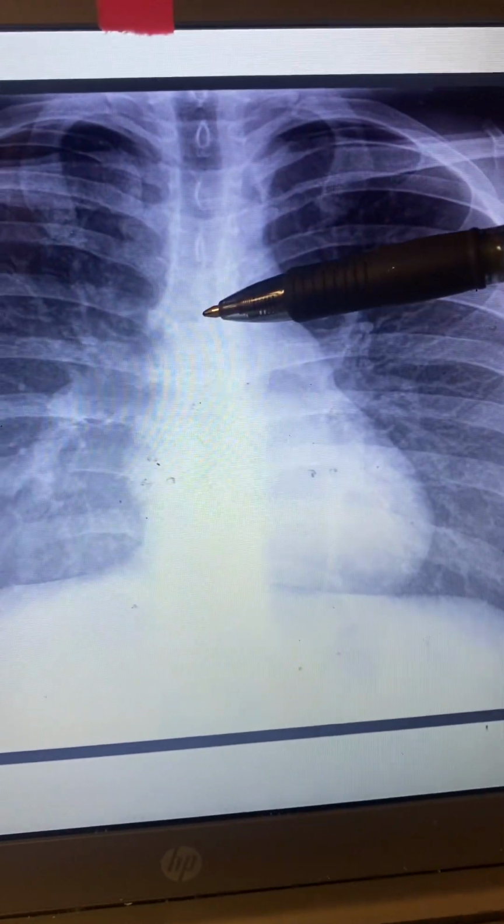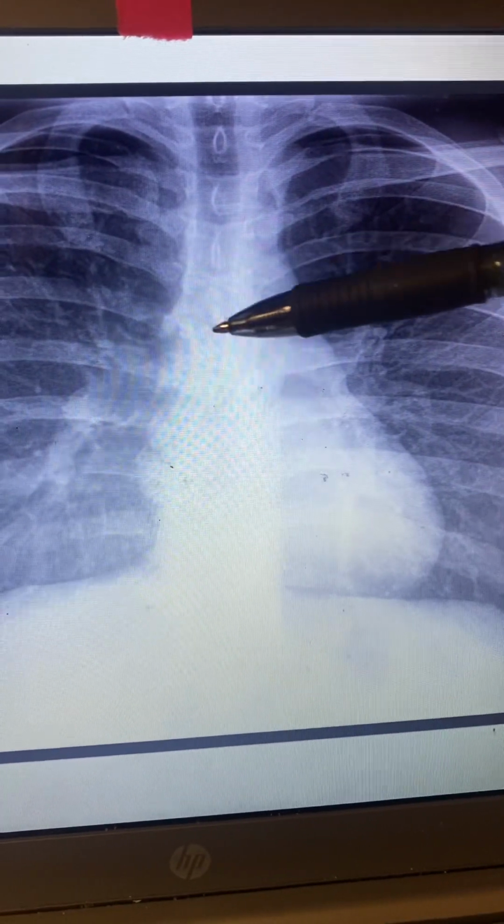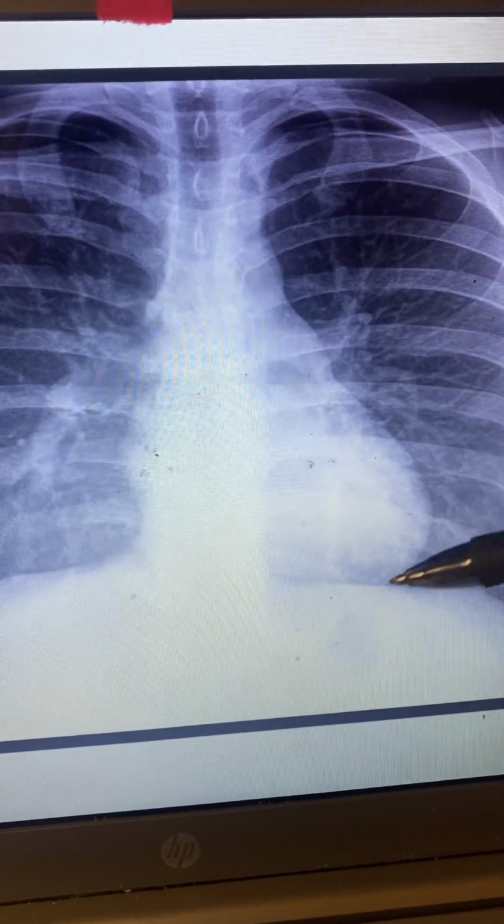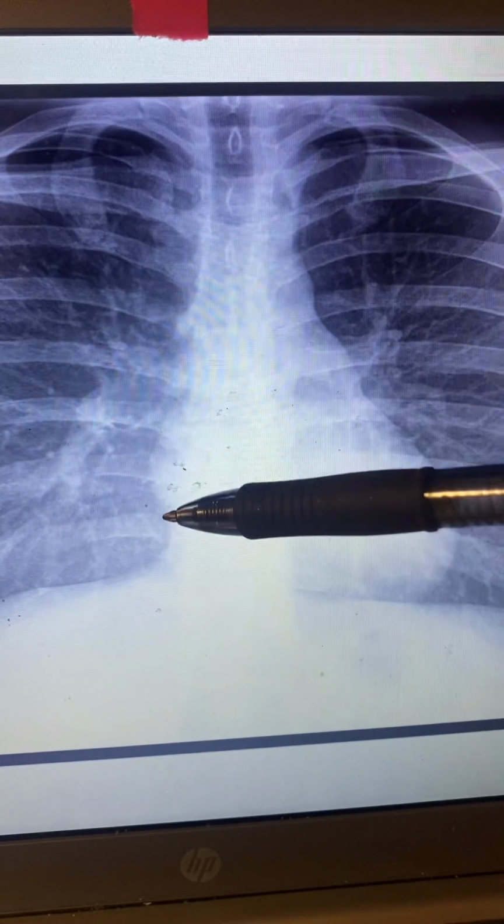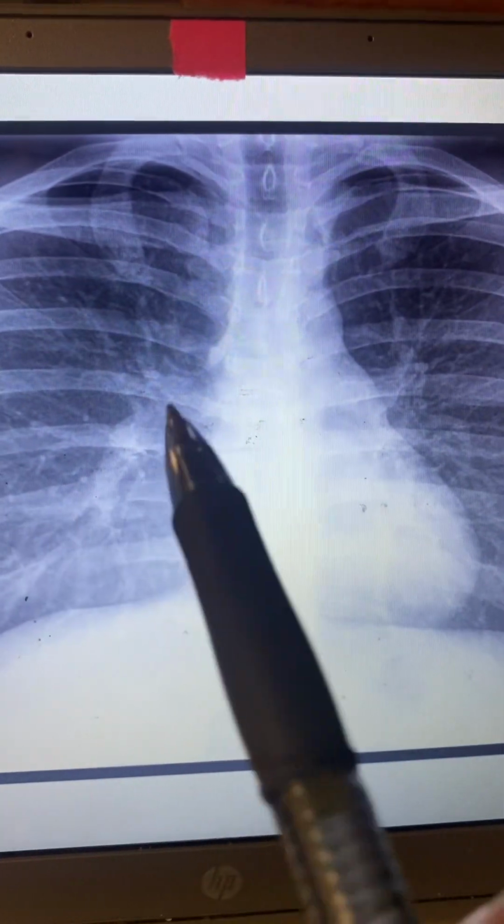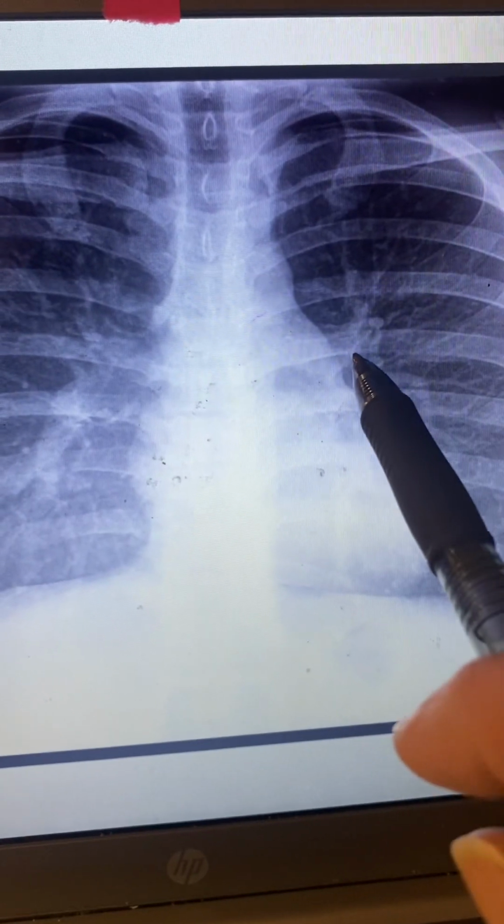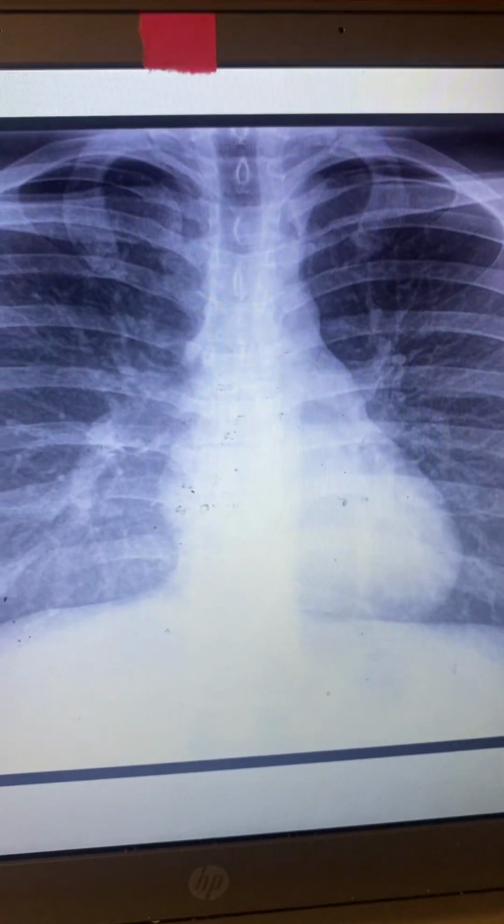The carina is going to be in here. And then my cardiac notch. And here is my cardiac border on this side as well. Right in here is my hilum. And you can see my pulmonary arteries.